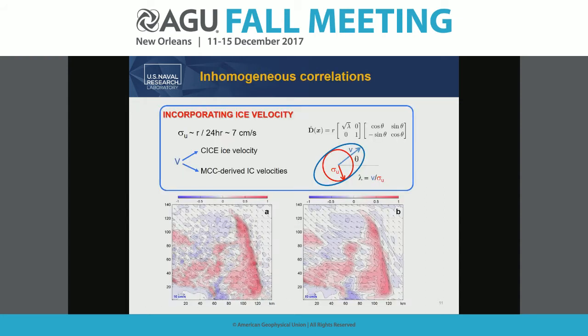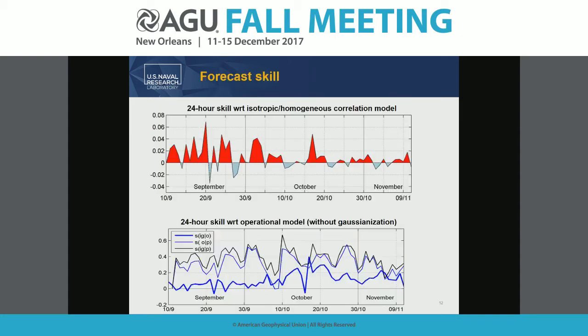This is also an example of introducing the anisotropic covariances into the model, which also gave us an improvement of the forecast skill, not as big, but still pretty valuable, about 2 to 4%. The upper panel shows all the reds are just the improvements.